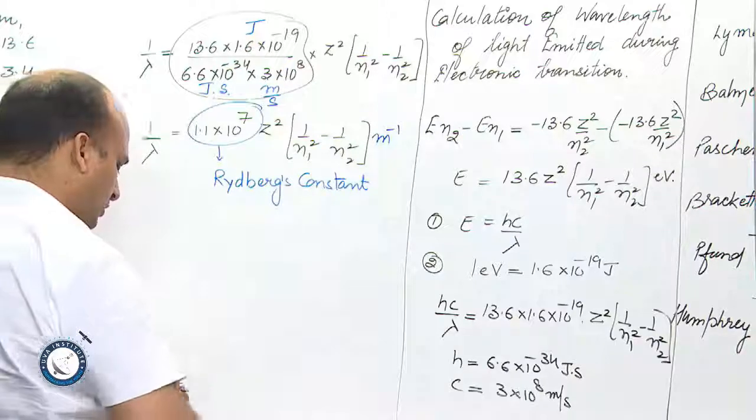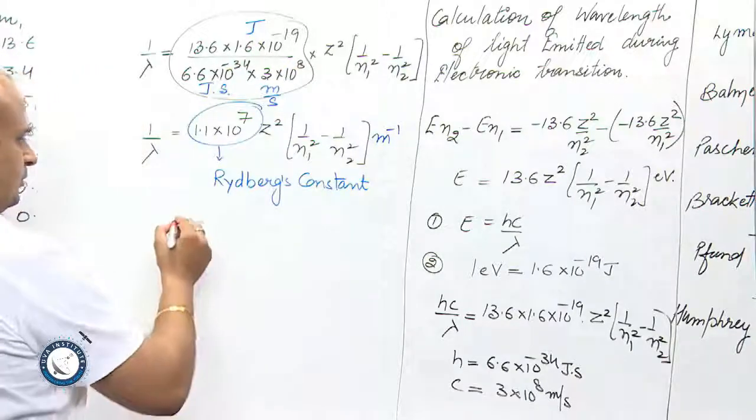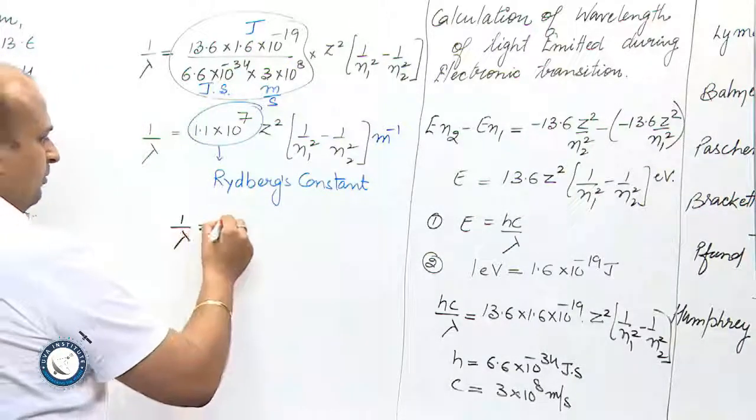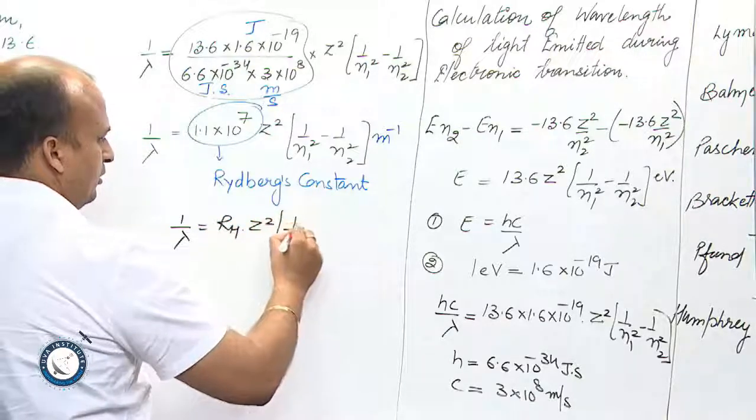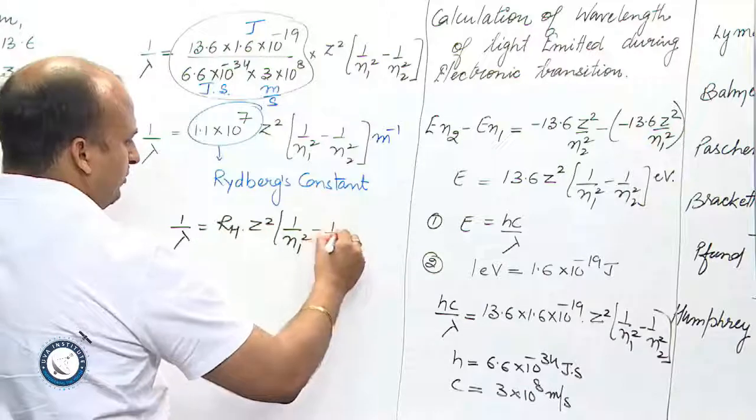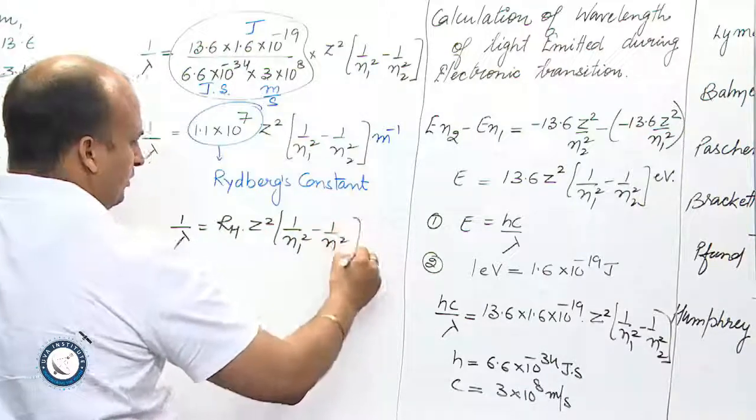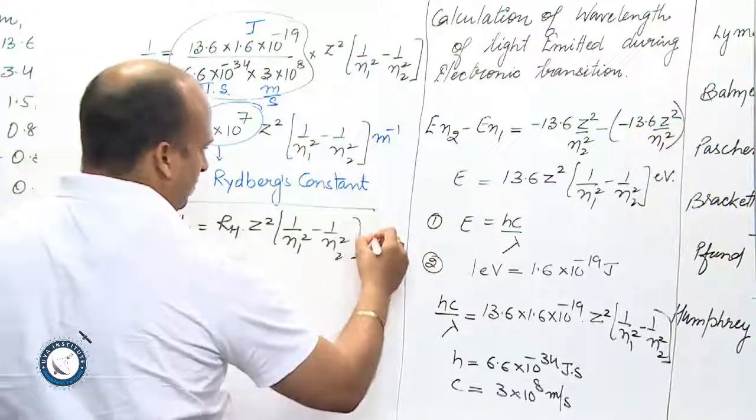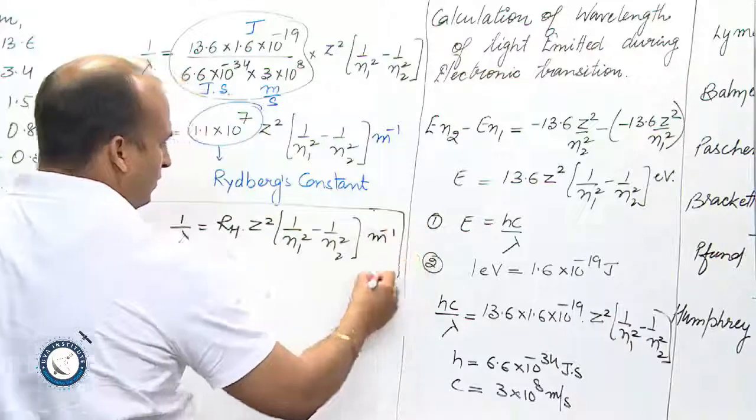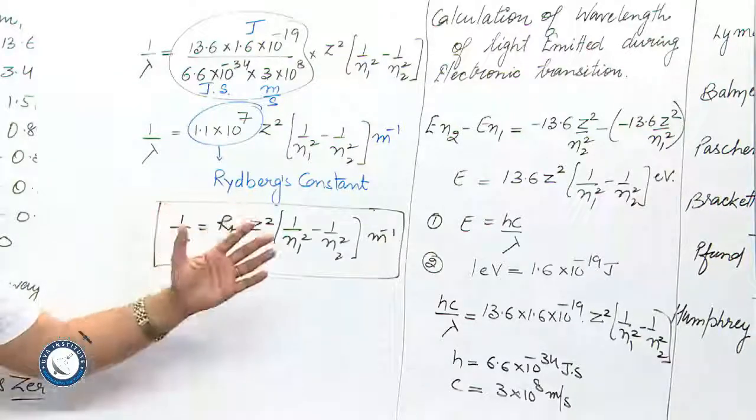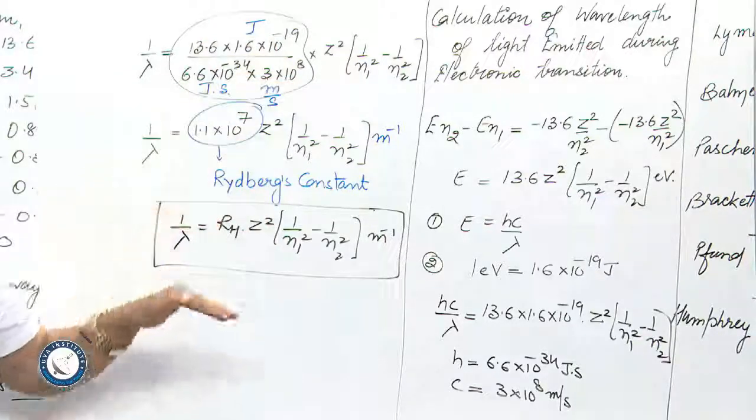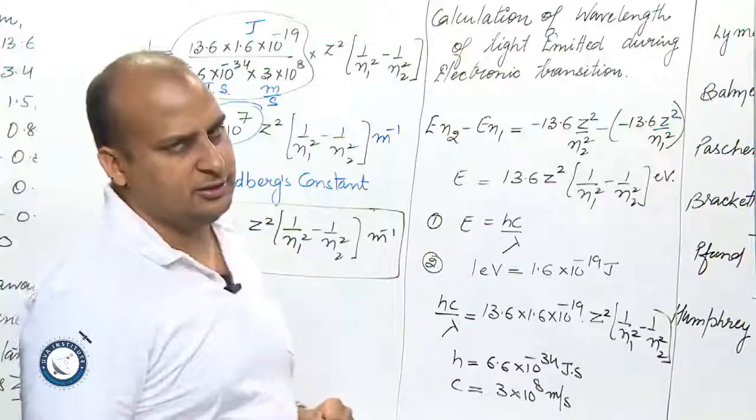So your formula comes out to be 1 by lambda is equal to RH into Z square into 1 by N1 square minus 1 by N2 square meter inverse. This is how you will be calculating the wavelength for all the radiations which are emitted when the electron falls from higher energy to lower energy level. Okay.